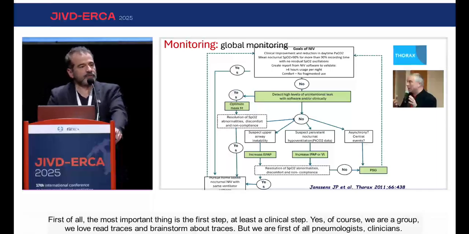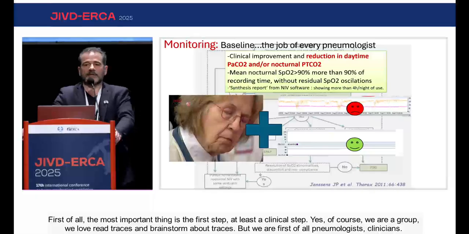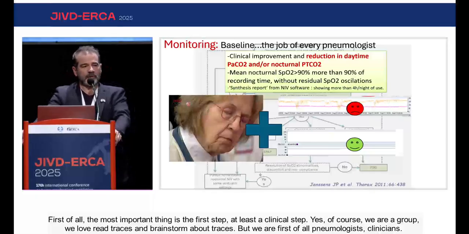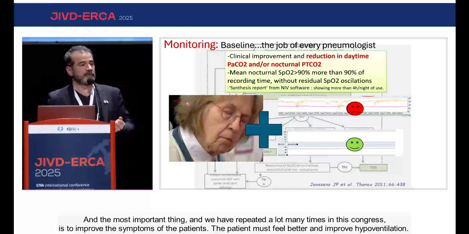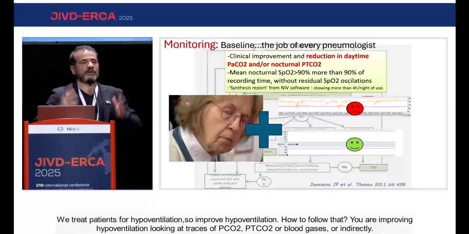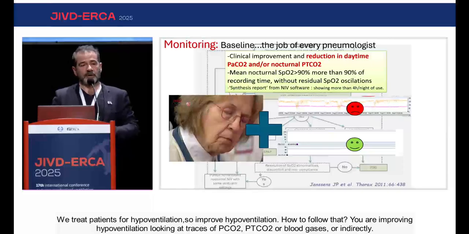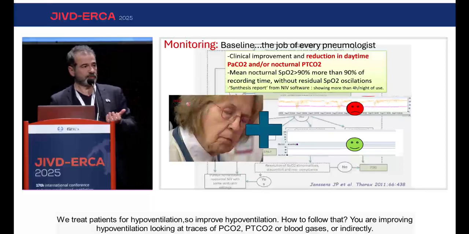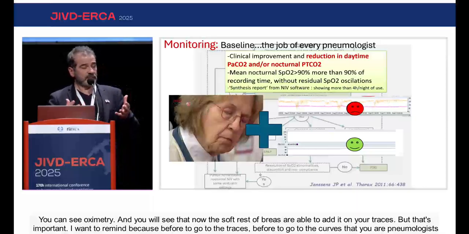First of all, the most important thing is the first step, and it's a clinical step. Yes, of course, we are a group, we love to read traces and brainstorm about traces, but we are, first of all, pneumologists, clinicians, and the most important thing, and we have repeated it many times in this Congress, is to improve the symptoms of the patients. The patient must feel better and improve hypoventilation. We treat patients for hypoventilation, so improve hypoventilation. How to follow that you are improving hypoventilation: looking at traces of PCO2, PtcCO2 or blood gases, or indirectly you can see oximetry. And you will see that now the software of Breas is able to add it on your traces.